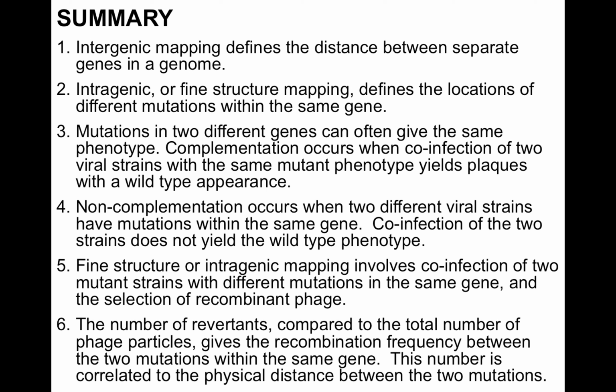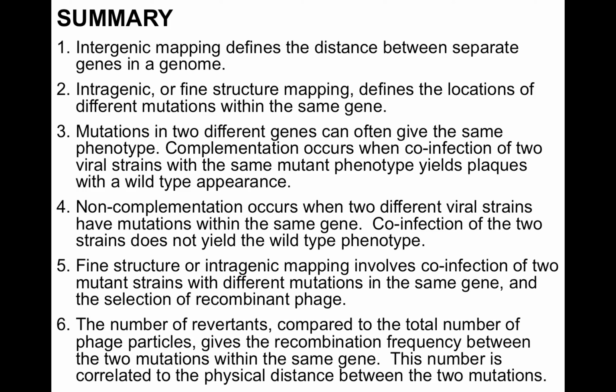So in summary, intergenic mapping defines the distance between separate genes in a genome. Intragenic, or fine structure mapping, defines the locations of different mutations within the same gene. Mutations in two different genes can often give the same phenotype. Complementation occurs when co-infection of two viral strains with the same mutant phenotype yields plaques with a wild-type appearance. Non-complementation occurs when two different viral strains have mutations within the same gene. Co-infection of the two strains does not yield the wild-type phenotype.